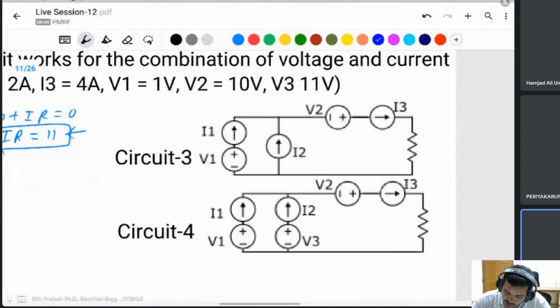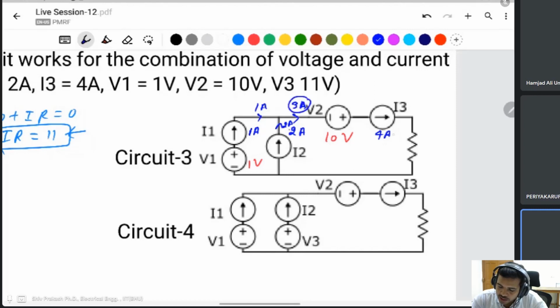Okay, I1 is 1 ampere, I2 is 2 ampere, I3 is given as 4 ampere, already mentioned in the question. Voltage source V1 is 1 volt, V2 is 10 volt. First check is the current KCL. There is a 1 ampere current flowing, there is a 2 ampere. Then what is the current of this one? This one: 1 plus 2 plus 1 is 3 ampere. But the current source applied here is 4 ampere current.